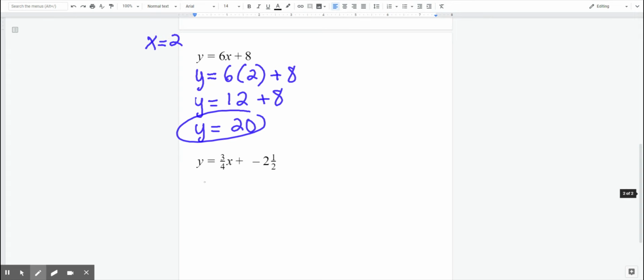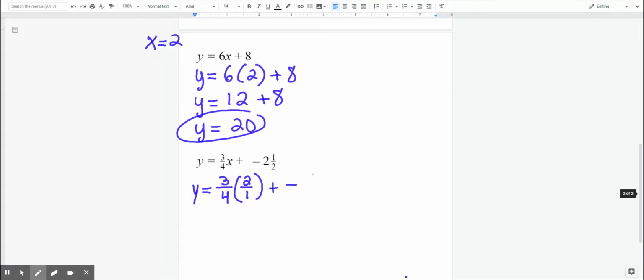Next equation, same thing. We're going to substitute. Y is equal to 3/4 times X. Well, we know what X is, and X is 2, and I'm going to write that as a fraction as 2 over 1, plus negative 2.5.